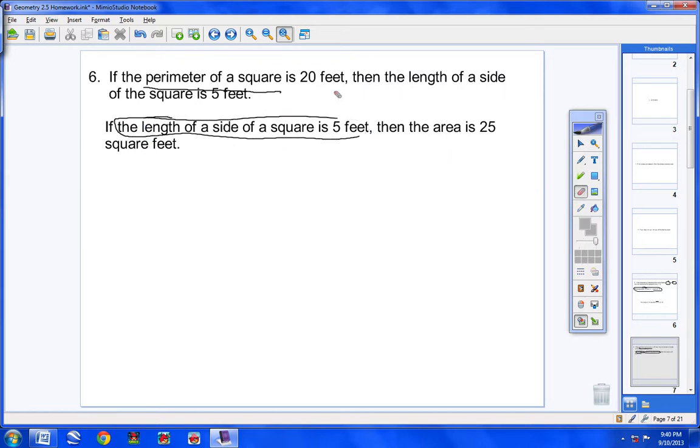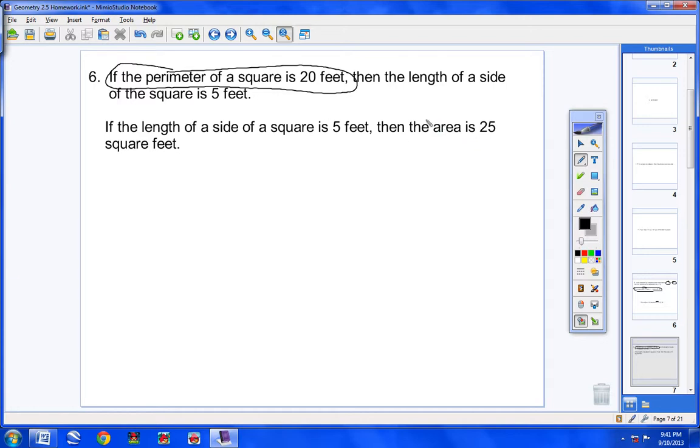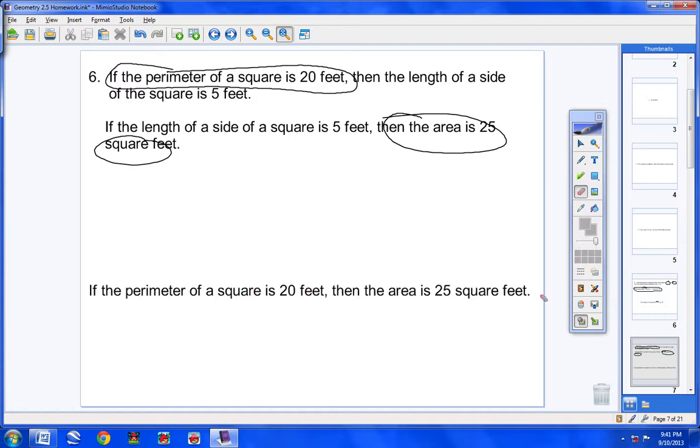Now this is called the law of syllogism. What we learned yesterday is if the perimeter is 20 feet, then the length of a side is 5 feet. If the length of the side is 5 feet, then the area is 25 square feet. You can take the if part from the first conditional and the then part from the second conditional, and put those together like this. And that's what you should write. If the perimeter of a square is 20 feet, then the area is 25 square feet. That's called the law of syllogism.